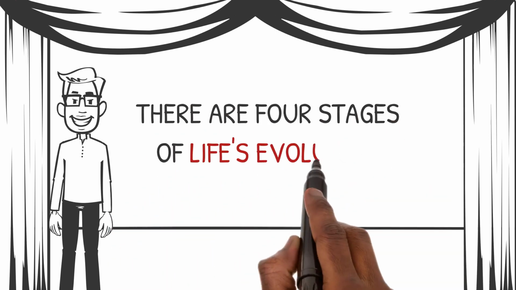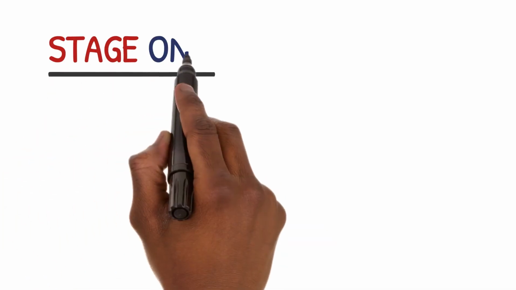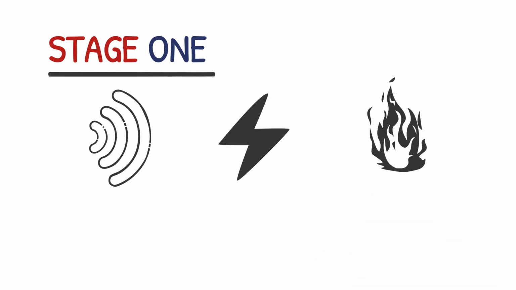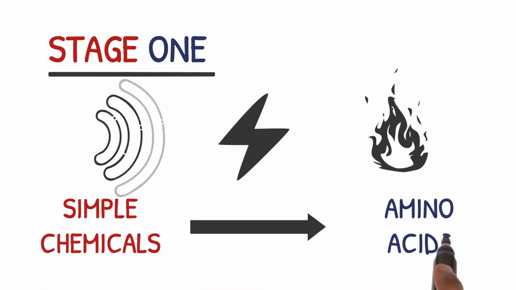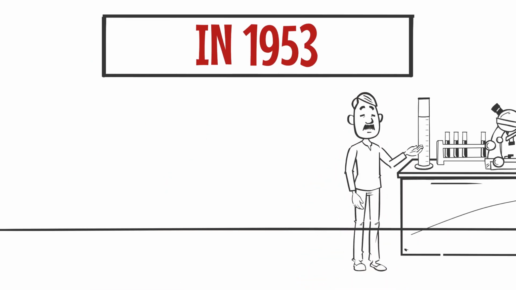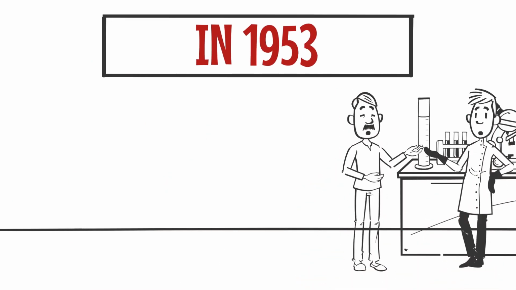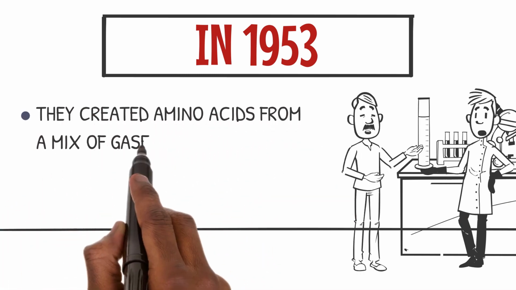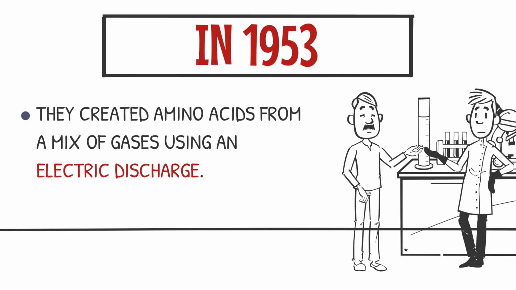It's time for some stages of life's evolution to take center stage. In stage 1, energy sources like UV rays, lightning, and heat transformed simple chemicals into amino acids. In 1953, scientists Stanley Miller and Harold C. Urey conducted a groundbreaking experiment where they created amino acids from a mix of gases using an electric discharge.